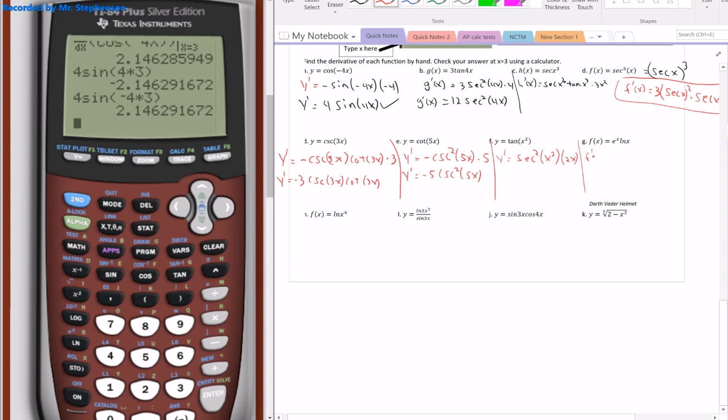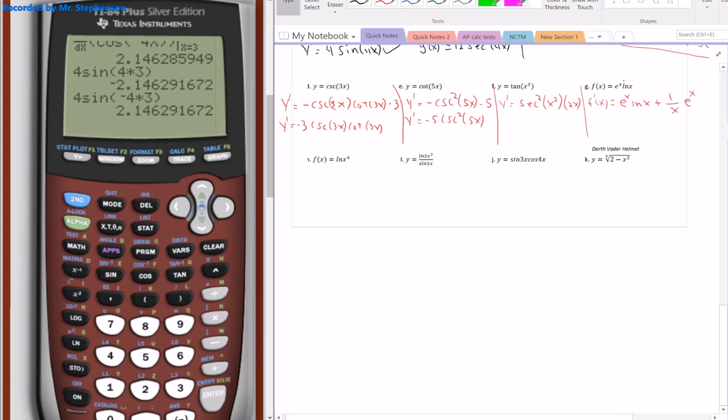This one, notice a product going on here, e to the x times ln x. So you have to use product rule. Derivative of e to the x is e to the x. Natural log stays the same. Plus derivative of natural log is u prime over u. U prime is 1, right? Derivative of x is 1. U is x times e to the x. And that's about as simple as that one's going to get, so just leave it like that.